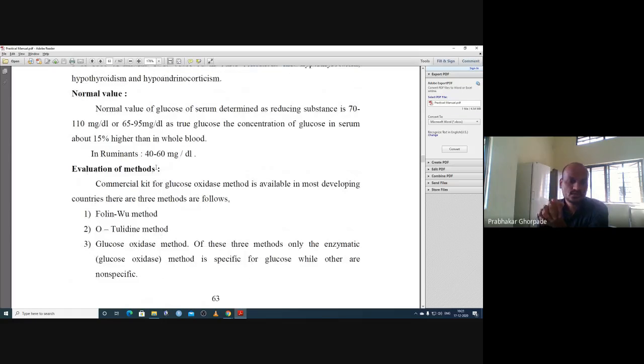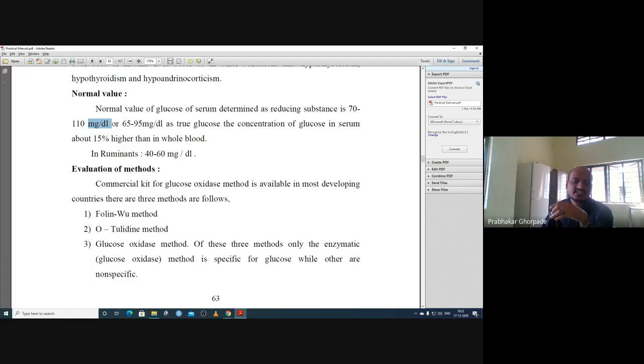So whenever we say glucose, we are now dealing with glucose estimation. We should know the normal values of glucose in serum. Use serum. It is determined as a reducing substance: 70 to 110 milligram per deciliter, or 65 to 95 milligram per deciliter as a true glucose. So this value can be in this range. Whenever we say milligram per deciliter, it means per 100 ml.